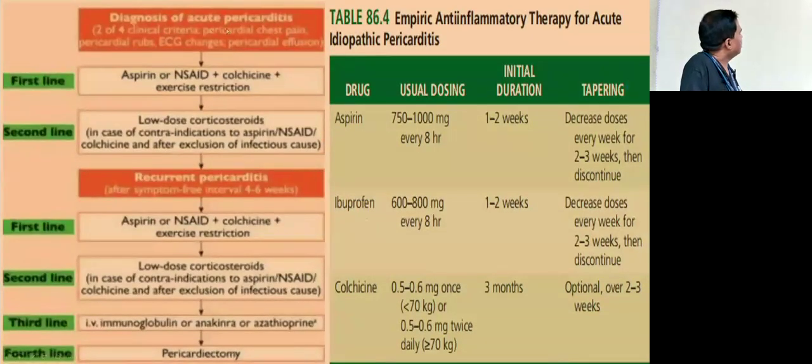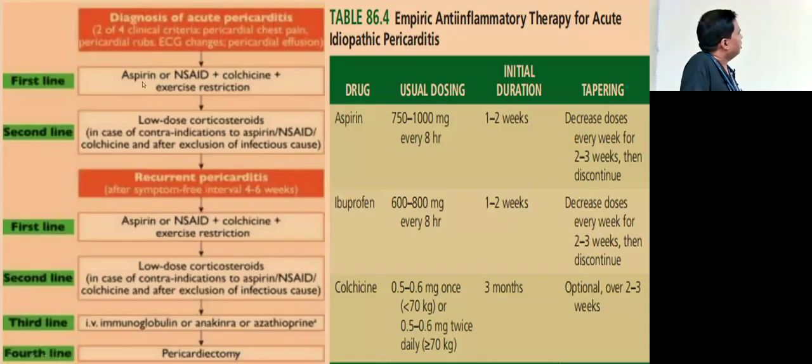So the diagnosis of acute pericarditis needs 2 out of 4 clinical criteria: pericardial chest pain, pericardial rub, ECG changes, and pericardial effusion. The pericardial rub is actually the auscultatory sound which we hear. It has 3 components actually, which they ask in exams. One is a systolic sound and a diastolic sound, and then there is another scratchy sound which is classically heard in this pericardial rub.